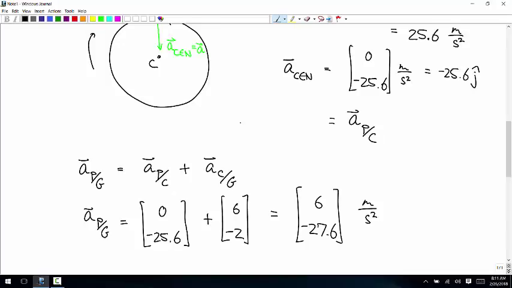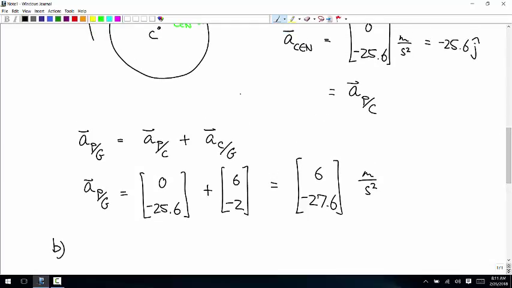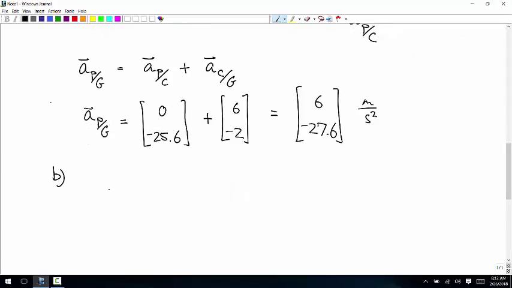And now for part B, we've calculated two different accelerations for that particle P. We calculated an acceleration given that the center is fixed, and we've calculated an acceleration in the ground coordinate system. Which one of those do we want to use for Newton's second law? And why is that?